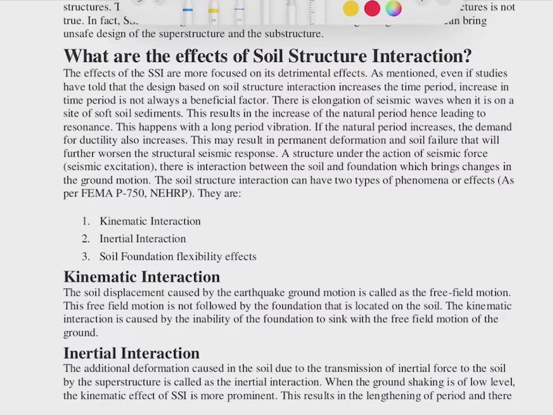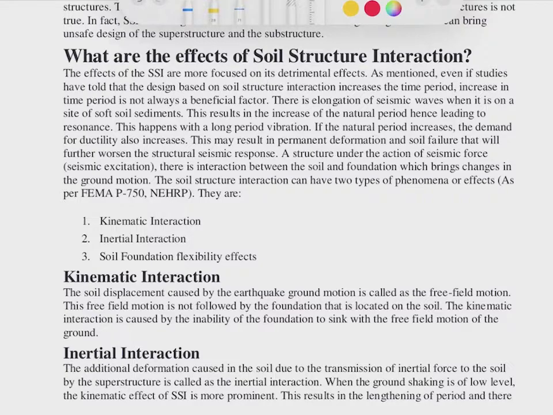In part 1 we have discussed the introduction to soil structure interaction, the considerations in case of SSI, the application of SSI, and then we have also discussed structural response. So now in this part 2 video, we are going to discuss two things. One is the effects of SSI and another is the analysis of SSI.